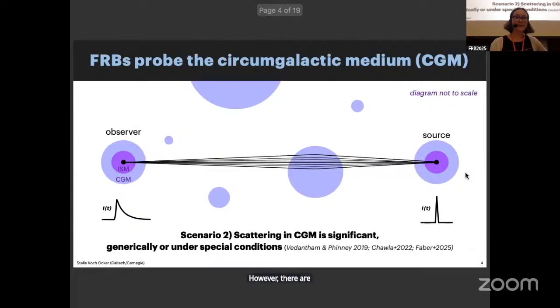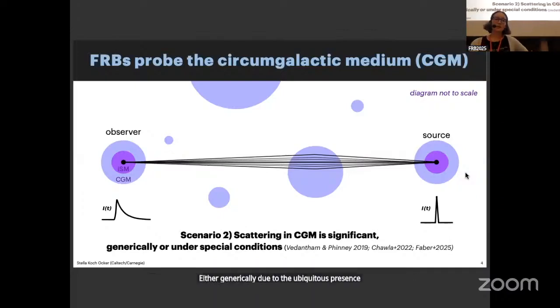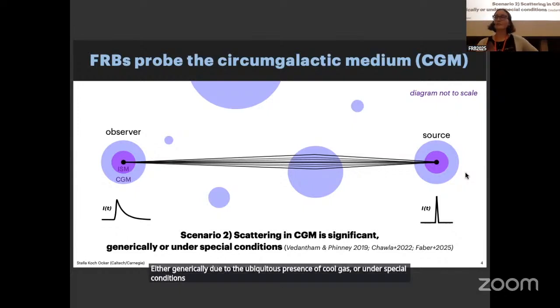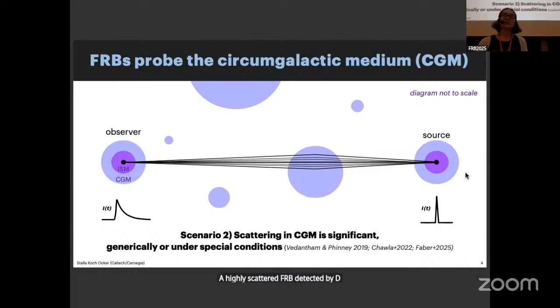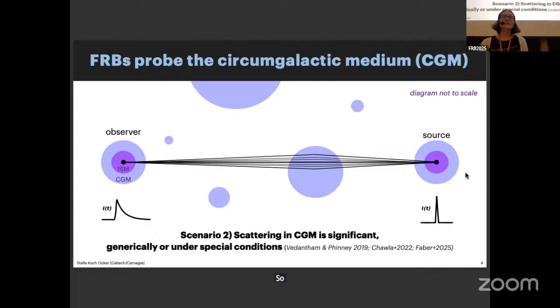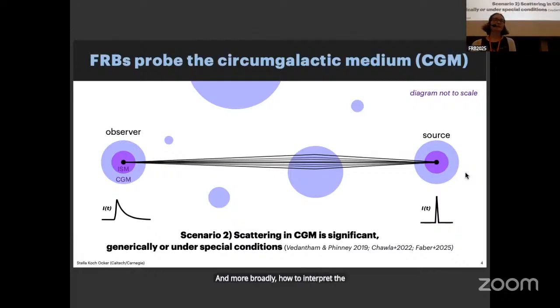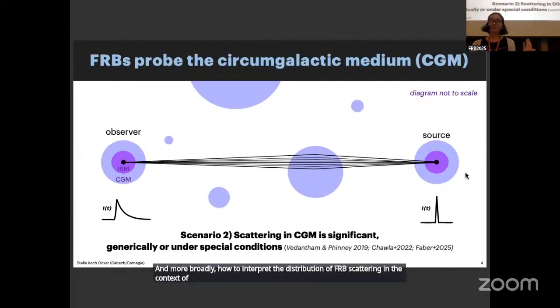However, there are also studies that suggest you could have significant scattering from the CGM, either generically due to the ubiquitous presence of cool gas or under special conditions. For example, Jacob recently led a nice paper showing that a highly scattered FRB detected by DSA 110 may actually intersect a high velocity cloud due to the rare overdensity of halos along its line of sight. So altogether, it's really unclear whether the scattering we currently observe from FRBs could have any plausible origin in the CGM, and more broadly, how to interpret the distribution of FRB scattering in the context of CGM physics.